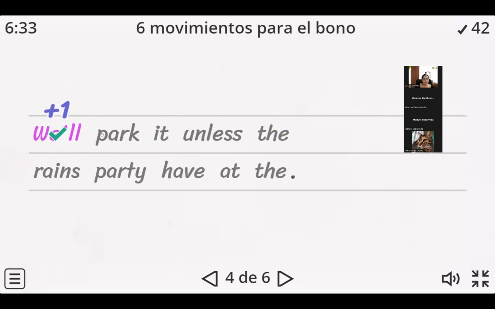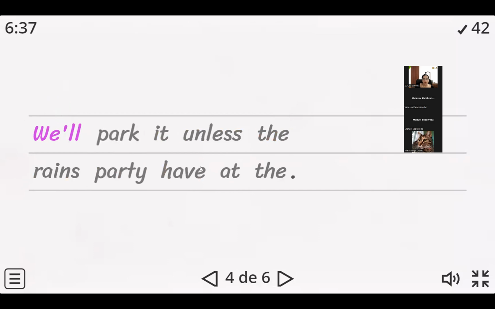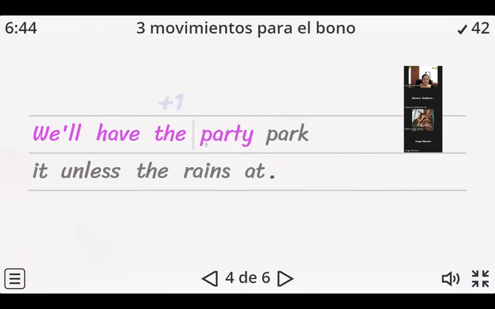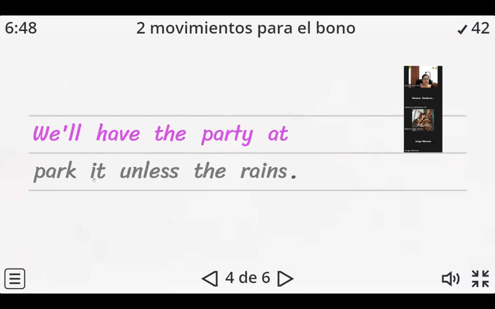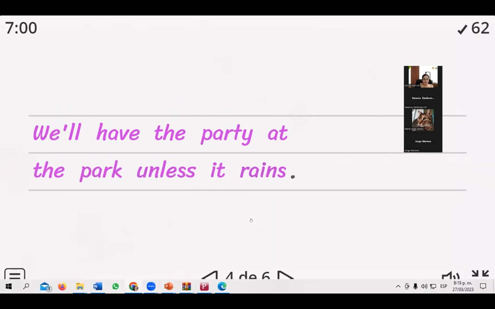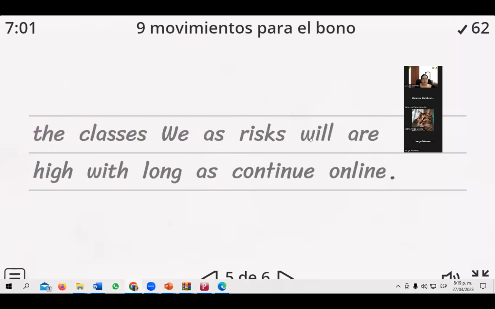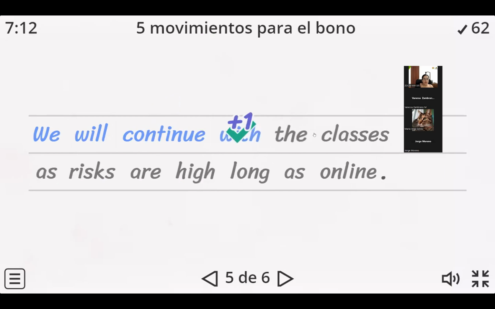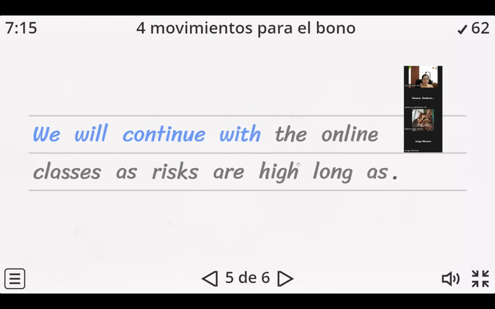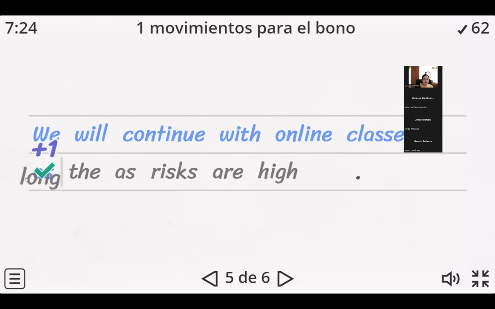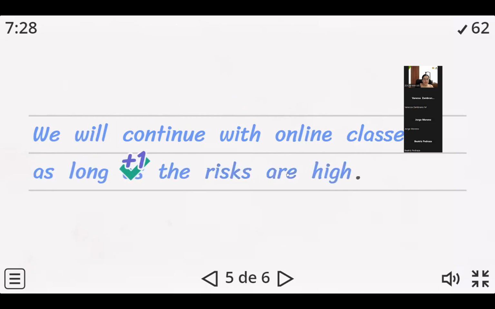Next, we will have a party. The party at the park, unless it rains. Okay, number 5, we will continue with the online classes, yes, as long as the risks are high.